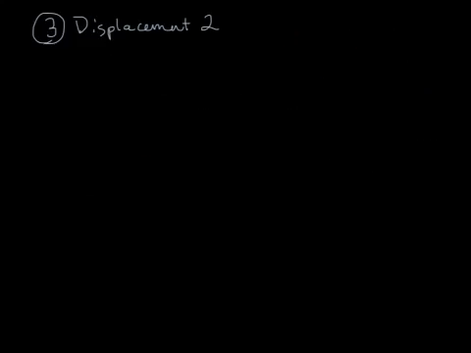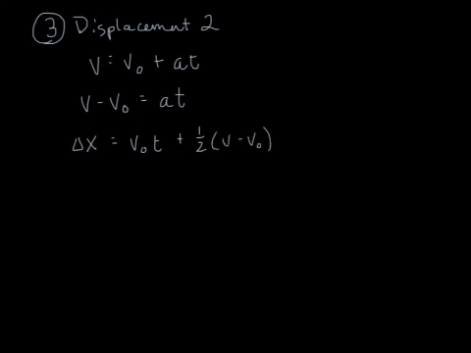We also have a second displacement equation that kind of comes from the work from the first two. So we had said earlier that v is always equal to v0 plus at, which we can rearrange to say v minus v0, or the change in velocity, will always equal at. And then for our work for the second equation, we said that delta x equals v0 t plus 1/2 (v minus v0) times t. That goes back to the area under the curve.